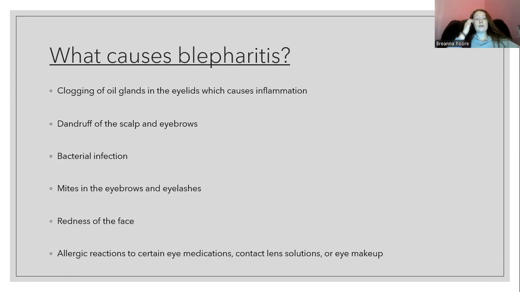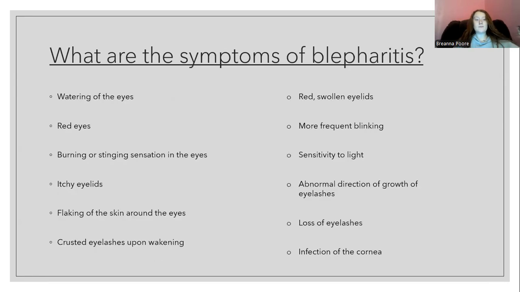What causes blepharitis? The clogging of oil glands in the eyelids, which causes the inflammation, dandruff of the scalp or eyebrows, bacterial infection, mites in the eyebrows and eyelashes, which are little bugs, redness of the face, and if you're allergic to certain eye medications, I apologize. That can cause it. Contact lens solutions, sleeping in your contacts, wearing your contacts for too long, reusing your contacts, like eye makeup, paint, like if you paint your face, anything like that can cause it.